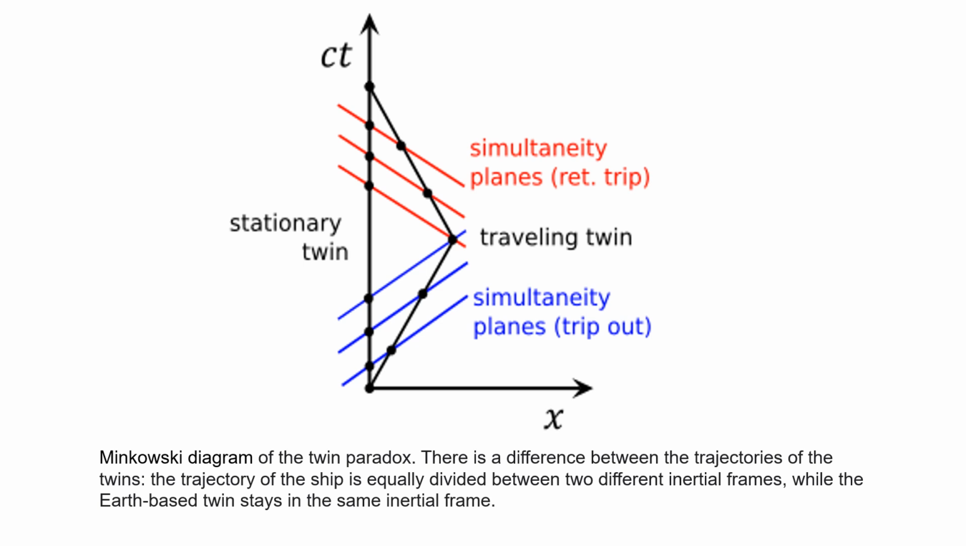In the space-time diagram here, drawn for the reference frame of the Earth-based twin, that twin's world line coincides with the vertical axis. His position is constant in space, moving only in time. On the first leg of the trip, the second twin moves to the right, and on the second leg, back to the left. Blue lines show the planes of simultaneity for the traveling twin during the first leg of the journey. Red lines, during the second leg.